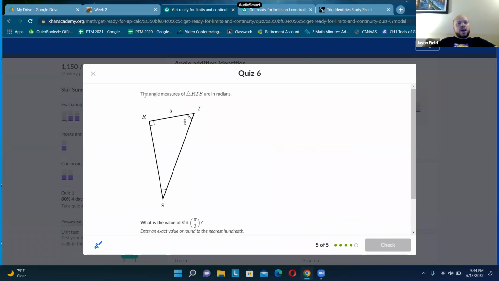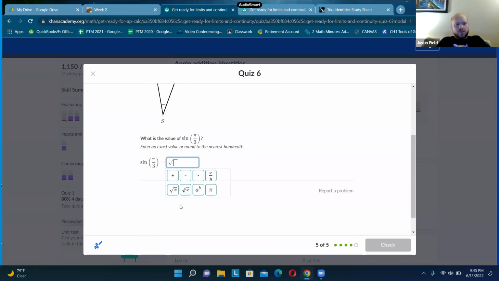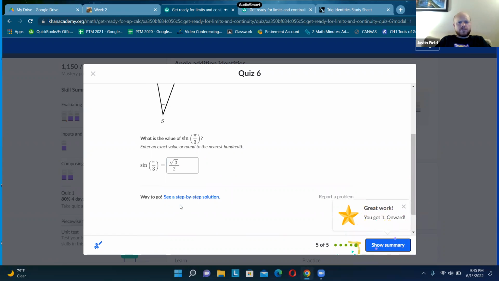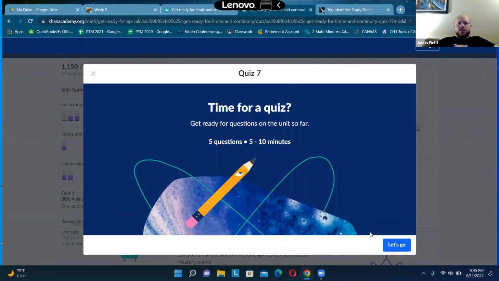Okay. The angle measures of triangle RTS are in radians. What is the value of the sine of pi over 3? Square root of 3 over 2. Okay. Remember that unit circle? All right. So let's do this last one.